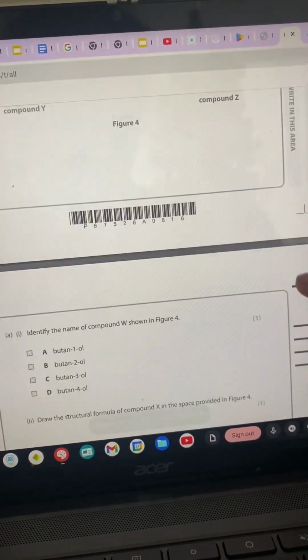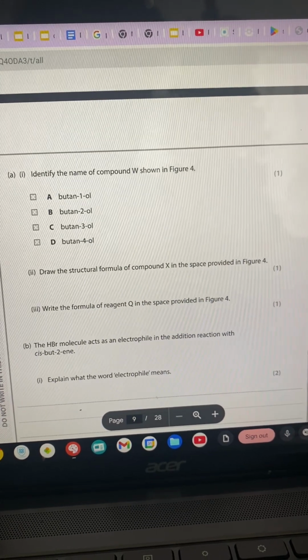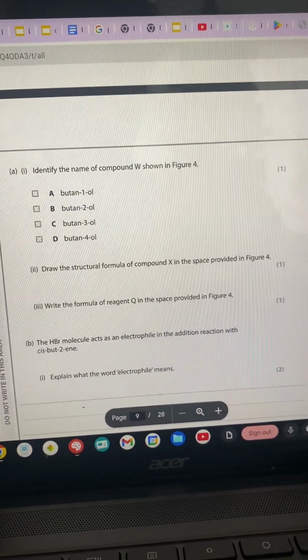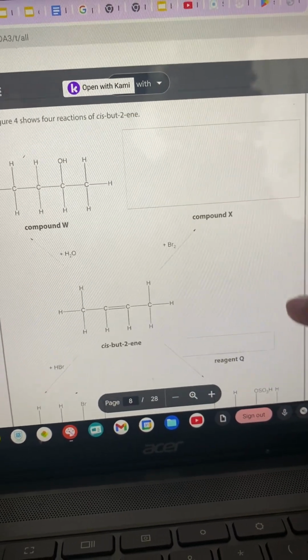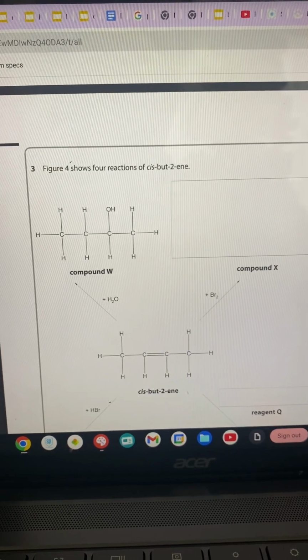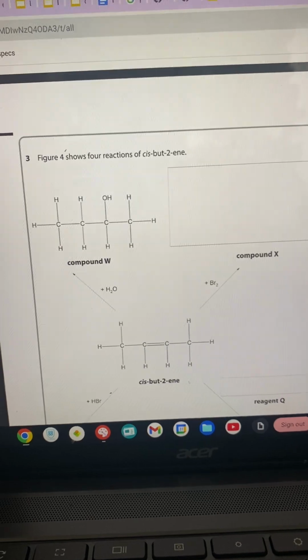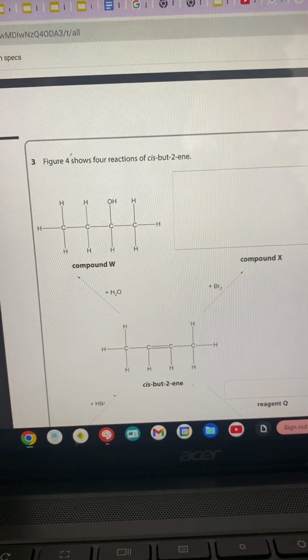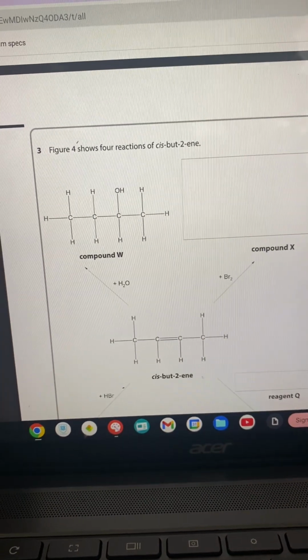So if we scroll down, for part A, we need to identify the name of the compound W shown in figure 4. So if we go back up, this is figure 4, W is this. Now what we need to do is look at the longest carbon chain first. So we've got 1, 2, 3, 4, okay? If it's 4, it's butane, okay? I'm going to call it butane because I can't see any double bonds there, okay?